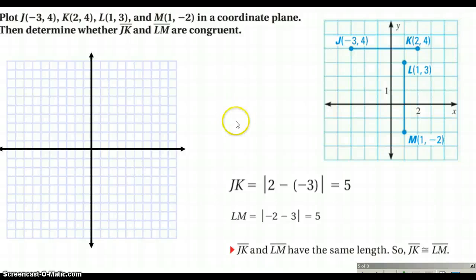When we do the vertical change in LM, we're only going to do the Y values. So that's 3 and -2. So we're going to subtract them, and it's -2 minus 3, or you could do 3 minus -2. Wouldn't matter. And here you would get -5, but the absolute value of -5 is 5.